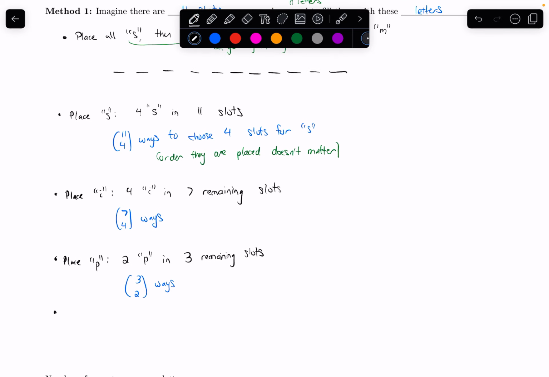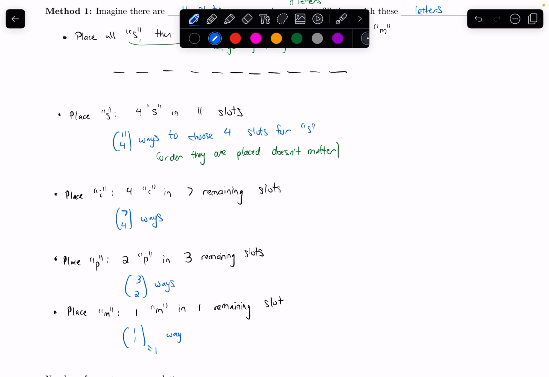All right, and then finally, I place the letter M. There's just one M that goes in one remaining slot. I might be able to see quickly that that's just one. But if I use combinations, I would be doing 1 choose 1. And if I worked out what this equals, this does indeed equal 1. So there's one way to do this.